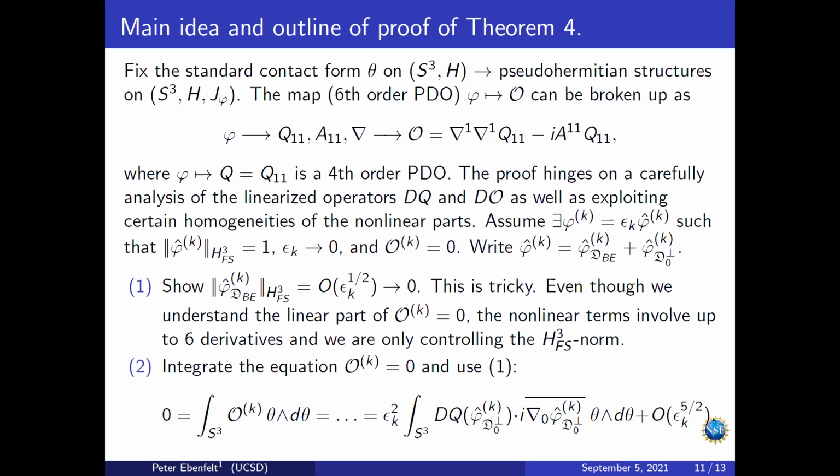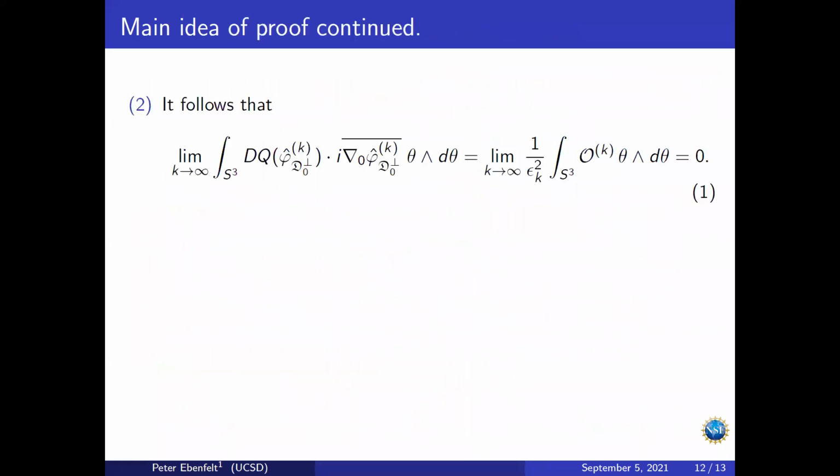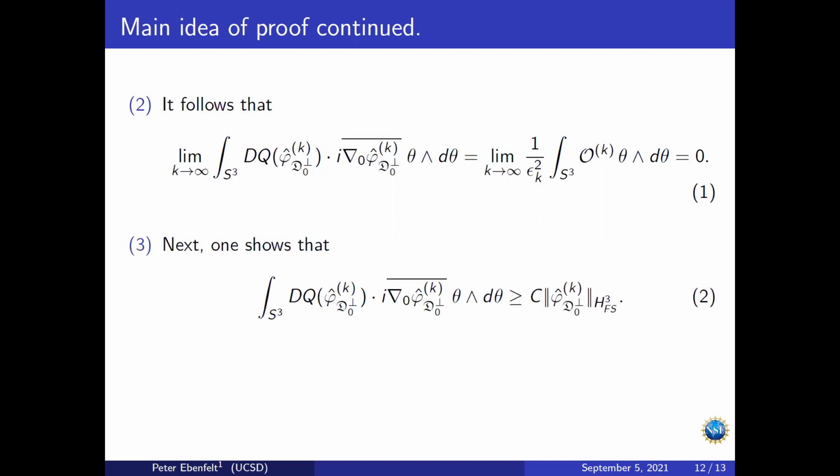Okay, so now to get the contradiction, you just need to show that this does not go to 0. Well, it follows from that equation that this actually goes to 0, but we're trying to get a contradiction, so we're going to show it can't go to 0. And then basically you have to do some more integration by parts.